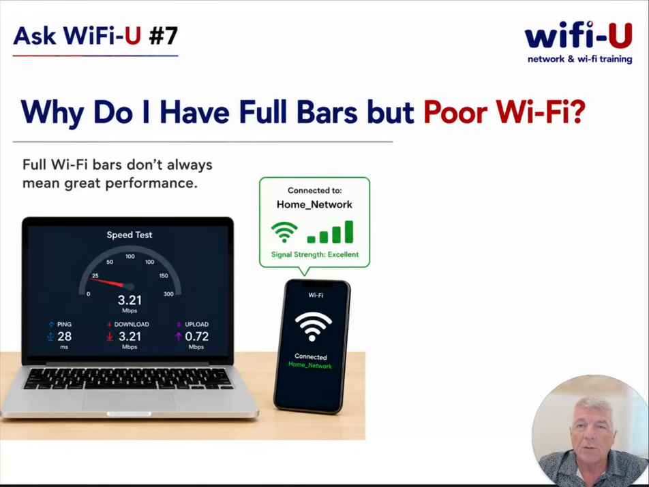Here's a situation almost everyone has experienced. You look at your device and you have full Wi-Fi bars. You're close to the access point, everything looks good, but the network is slow. Maybe web pages take too long to load, video calls are breaking up, or your speed test is much lower than you expected. So what's going on? The answer starts with understanding the difference between signal strength and signal quality.